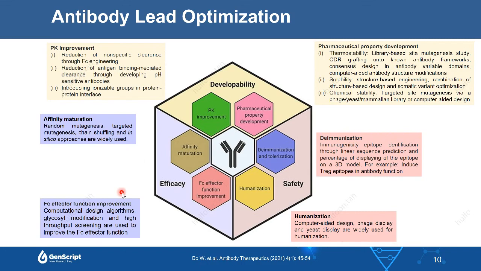Besides, Fc gamma receptors on the cell surface are capable of recognizing and binding to the Fc domain, and as a result regulate antibody-dependent effector functions by the cells. Employing computational design algorithms, glycosyl modifications, and high-throughput screening can improve the Fc effector functions.